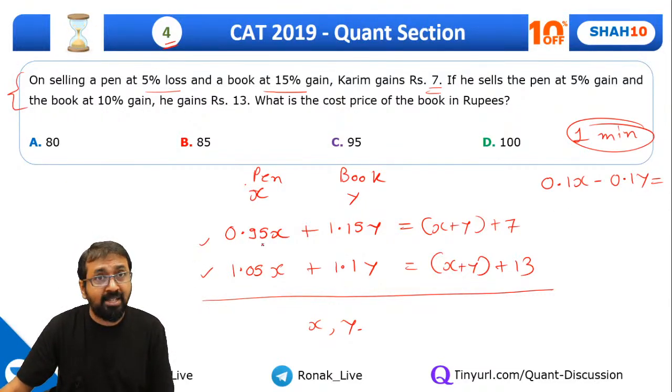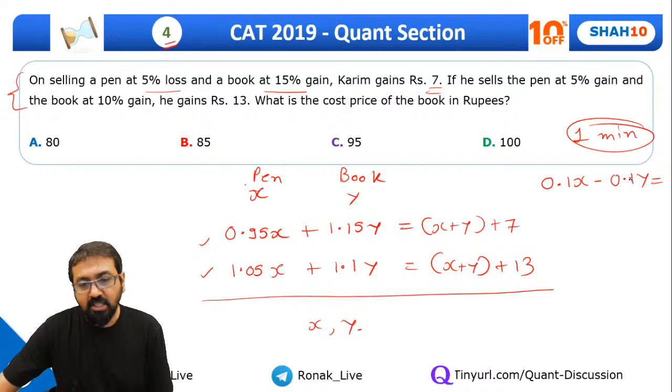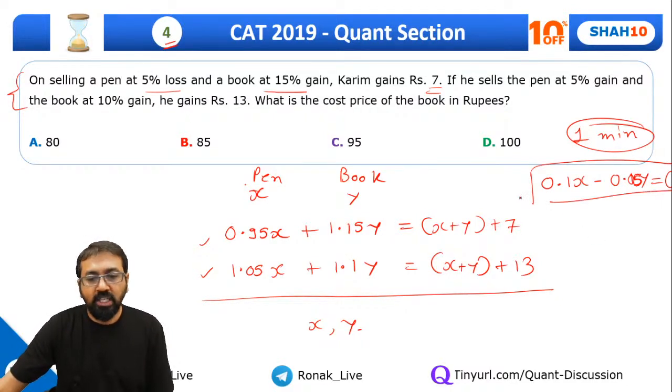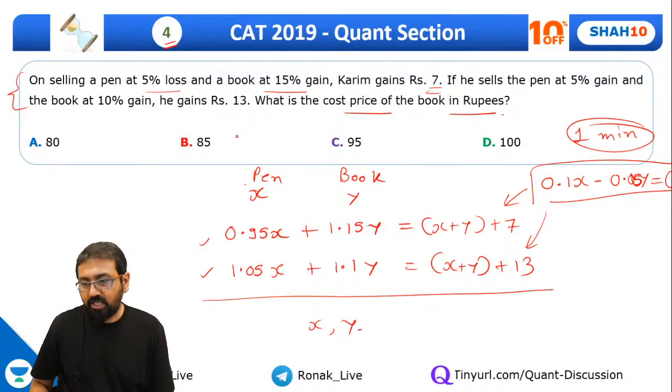So 1.05 minus 0.95, 0.1x, 1.1 minus 1.15, so this will be 0.05y, guys. So this is going to be 13 minus 7, that is 6. So you have one equation, you equate it with any of the other equations, solve it for x and y, and you will get the cost price of the book in rupees. So the cost price of the book will come out to be 80 rupees, correct.